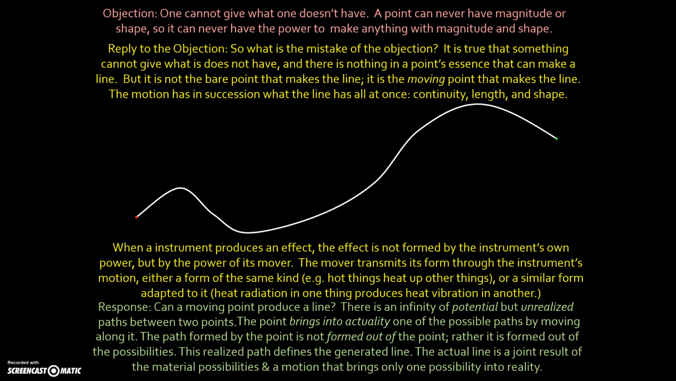When an instrument produces an effect, the effect is not formed by the instrument's own power, but by the power of its mover. The mover transmits its form through the instrument's motion, either a form of the same kind, as when hot things produce other hot things, or a similar form adapted to the matter, as when heat radiation in one thing produces heat vibration in another.